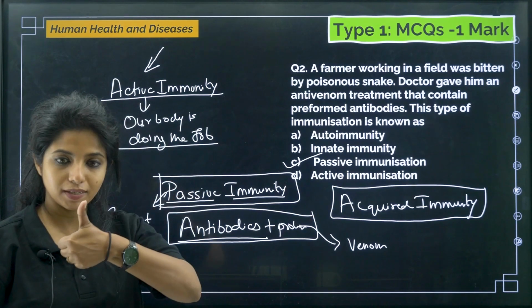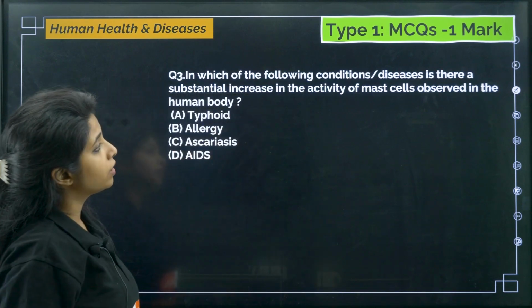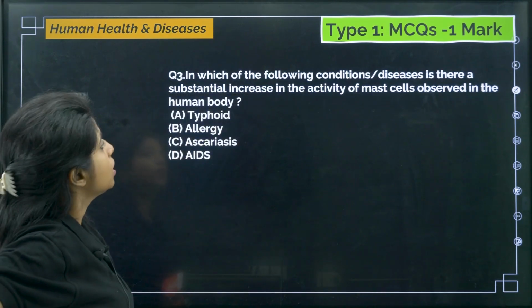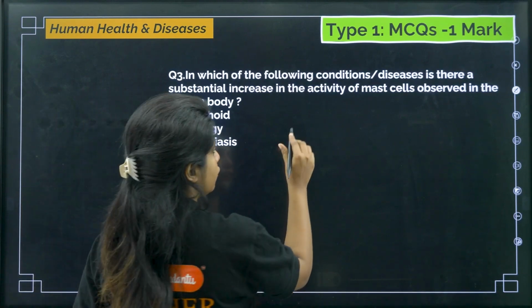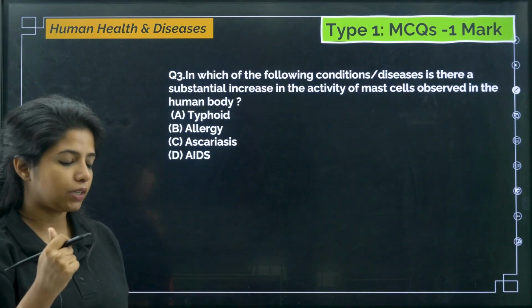Cool? Going ahead. Next, in which of the following conditions or diseases is there a substantial increase in the activity of mast cells observed in the human body? So mast cells, where are they involved? Do you know? Have you got any idea? So basically what happens, I'll tell you.